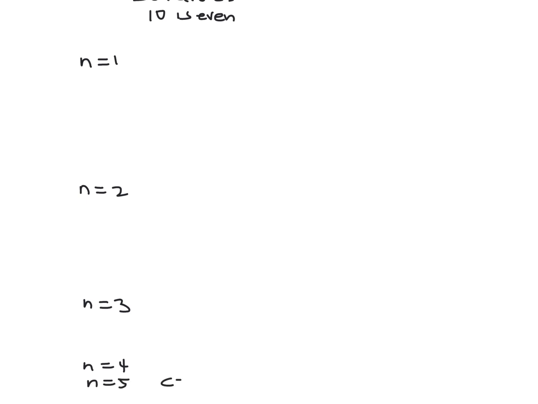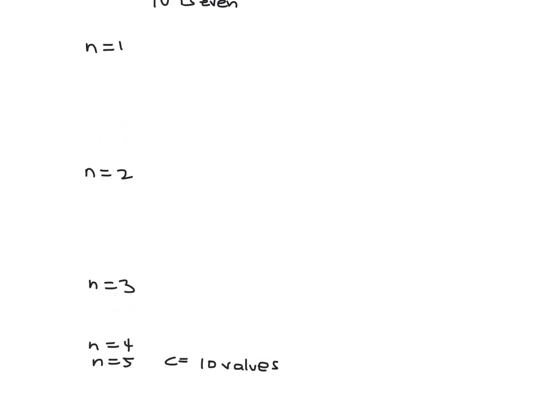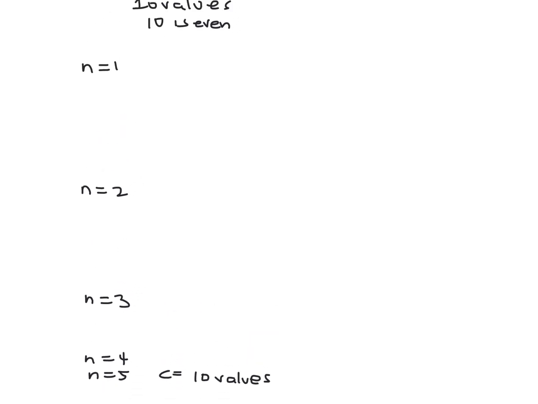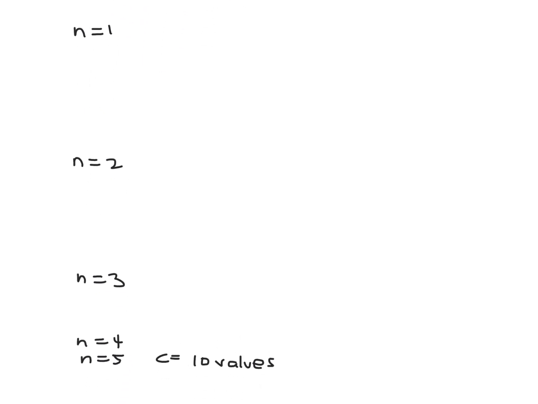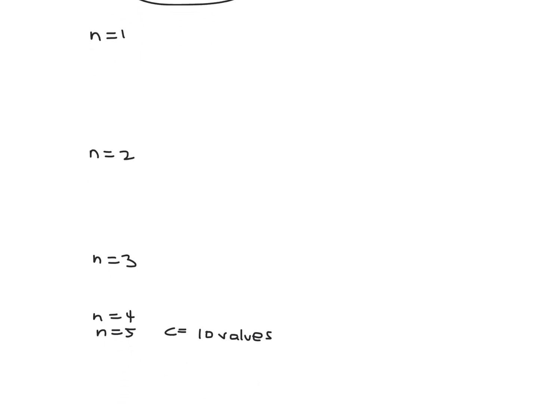For n equals 5 we already did it, and for c we got 10 values, right here. So let's do it for n equals 1 and n equals 2, and let's see what we get, and if we can come up with some sort of a pattern. Okay, if n equals 1, then that inequality becomes c plus root c, 2.